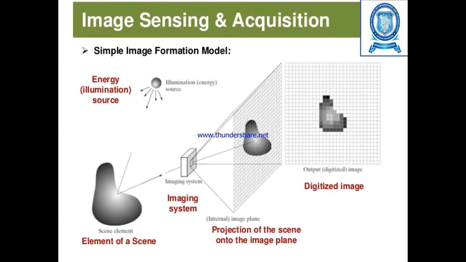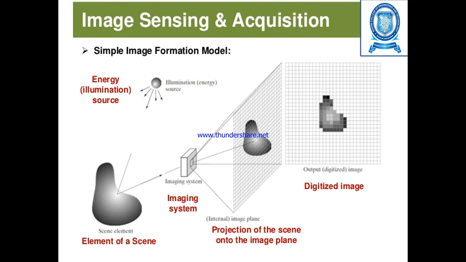This is a simple image formation model. First, we consider an element of a scene. We get energy from the illumination source, and it is imaged. After being sensed, it is projected onto the image plane. After projection we go for sampling and quantization, which we saw in our last topic: converting the analog image into a digital image in terms of gray levels. The final digitized image is obtained at the output.